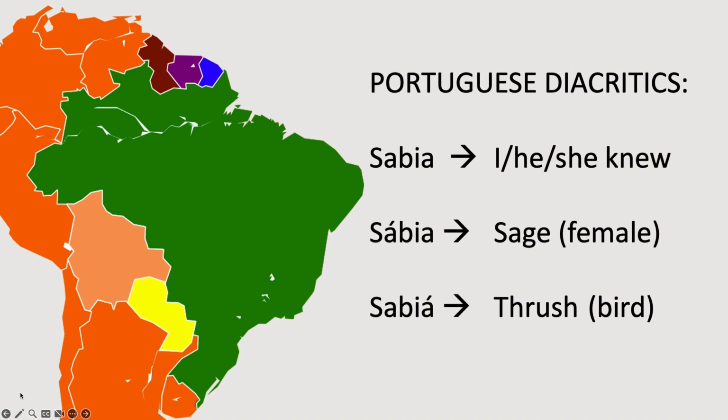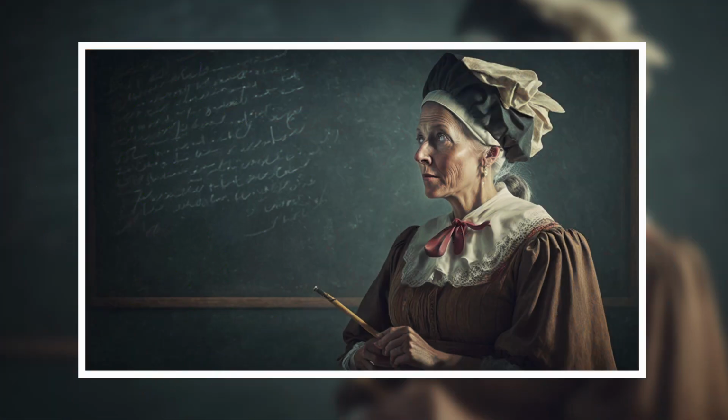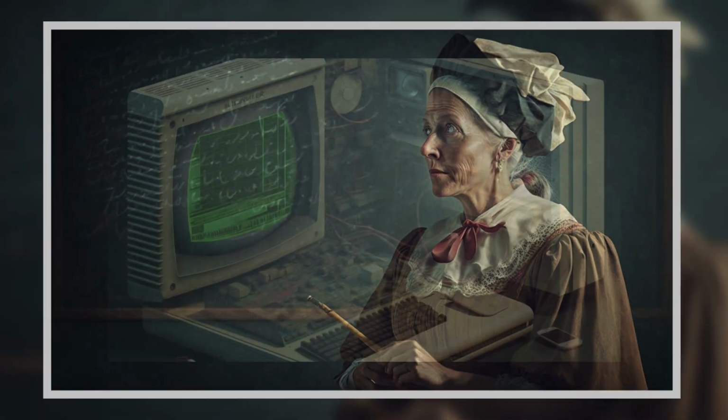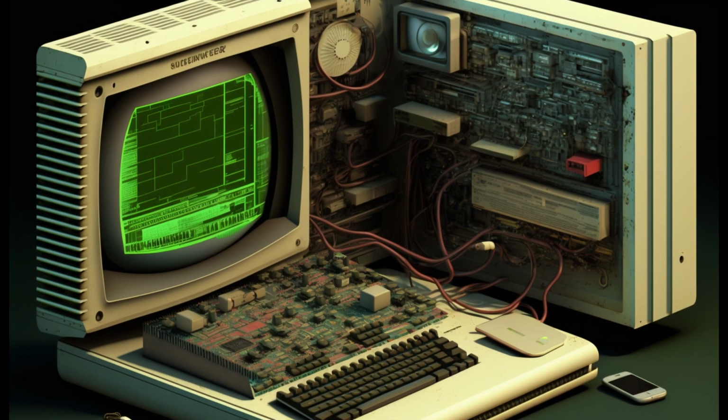Just out of curiosity, let me read for you the 3 different forms, from up to down. Sabia, sábia, sabiá. The first means that I, he or she knew, the second a sage female, and the third the name of a bird, the thrush. But enough of that, we are not here for history or linguistics. Let's go back to retrocomputing.